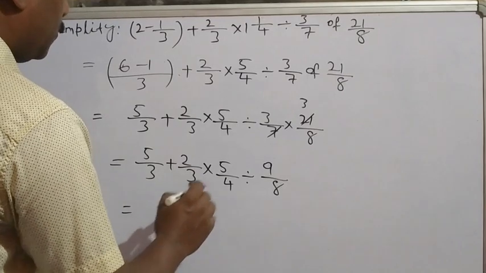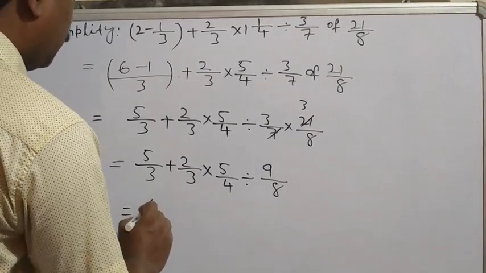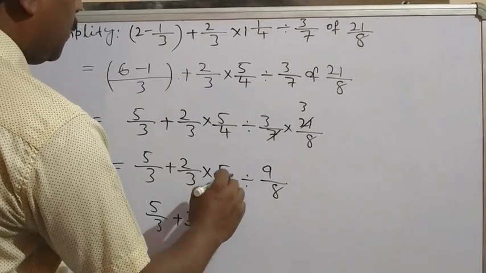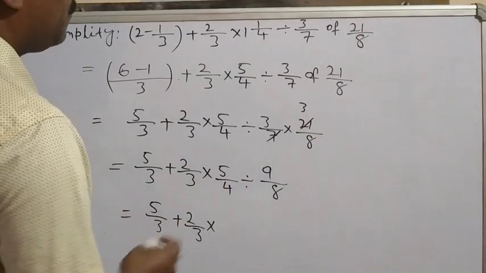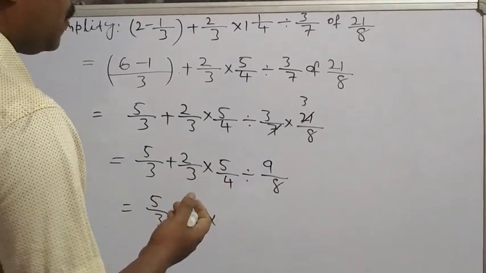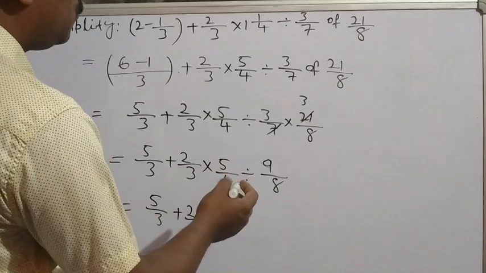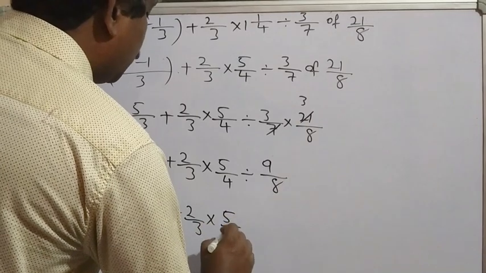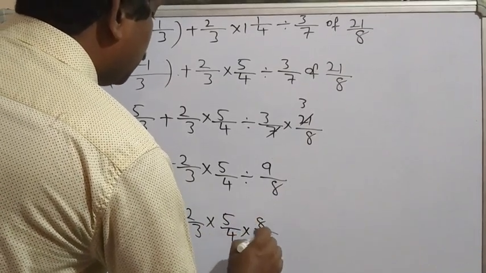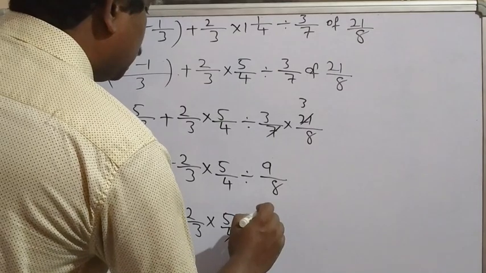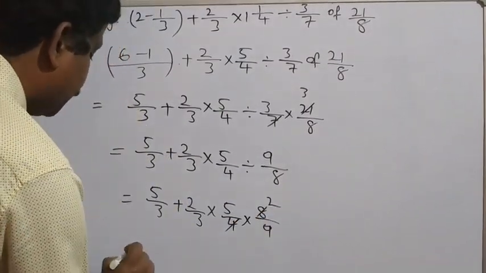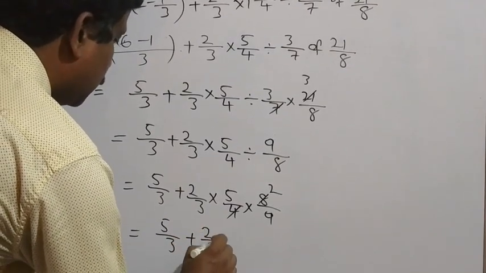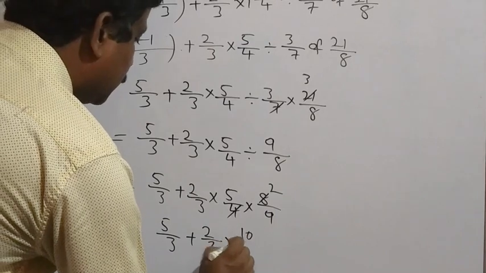The next step is division. In divide what do we do? We change the division sign into multiplication and the second fraction becomes its reciprocal. So 5 by 4 into 8 by 9. 4 cancels with 8, giving 2. So what is left? 5 by 3 plus 2 by 3 into 5 into 2, 10 by 9.